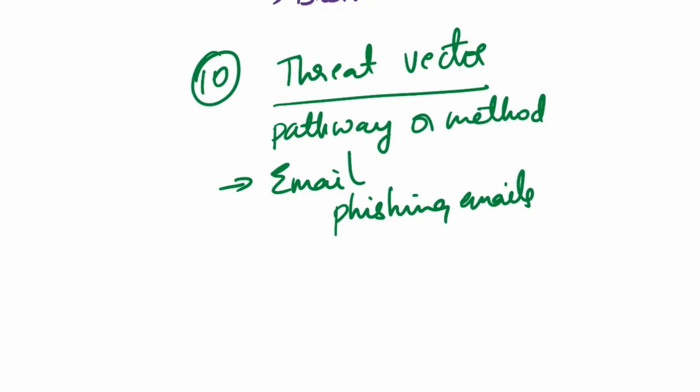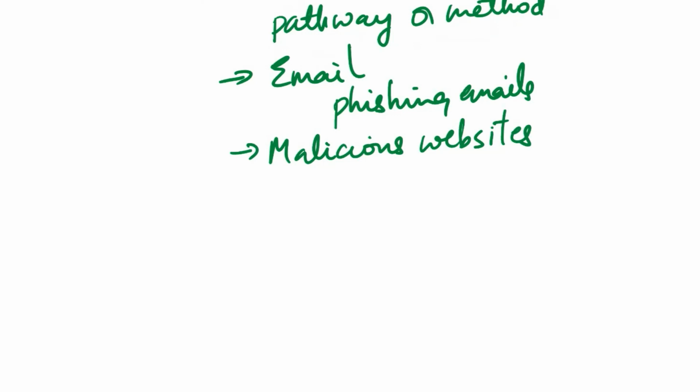For example, an employee receives an email that appears to be from a trusted source, asking them to click on a link to update their login credentials. Clicking on the link leads to a phishing website that steals their login information. Next threat vector, malicious websites. Visiting compromised or malicious websites can introduce malware to a user's device. These websites often exploit vulnerabilities in web browsers or plugins to deliver malware to the user system.